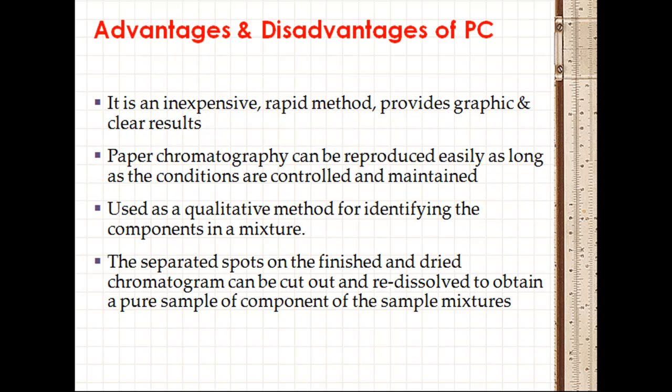Advantages and disadvantages of paper chromatography. It is an inexpensive, rapid method, and provides graphic and clear results. Paper chromatography can be reproduced easily as long as the conditions are controlled and maintained. It is used as a qualitative method for identifying the components in a mixture. The separated spots on the finished and dried chromatogram can be cut out and redissolved to obtain a pure sample of a component of the sample mixture.